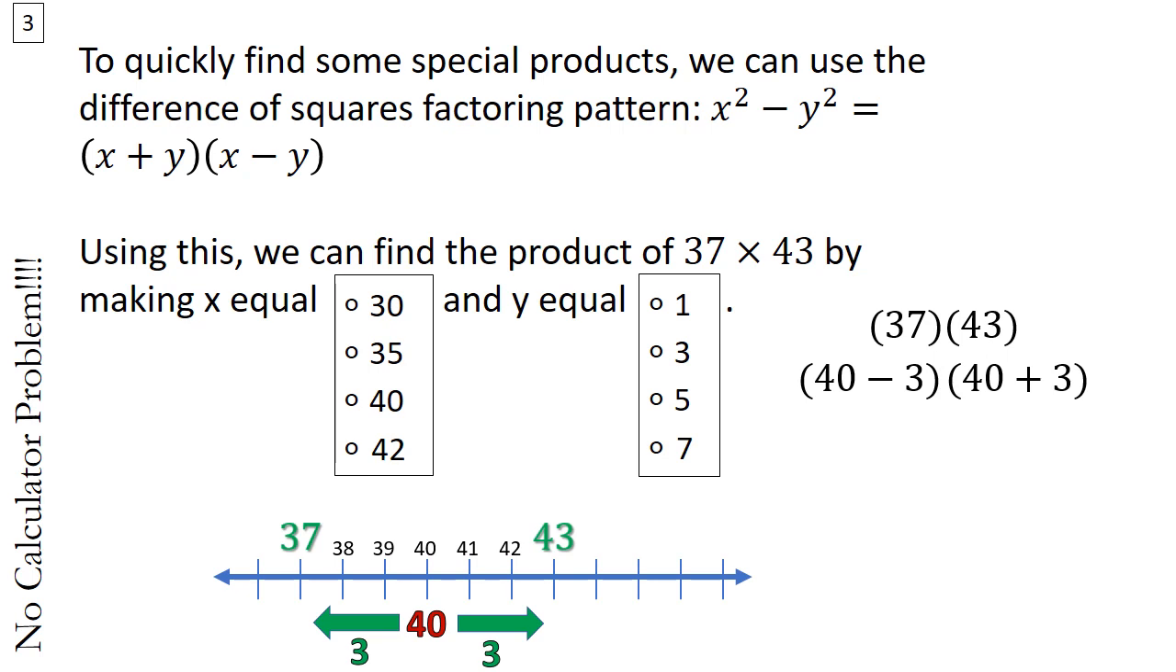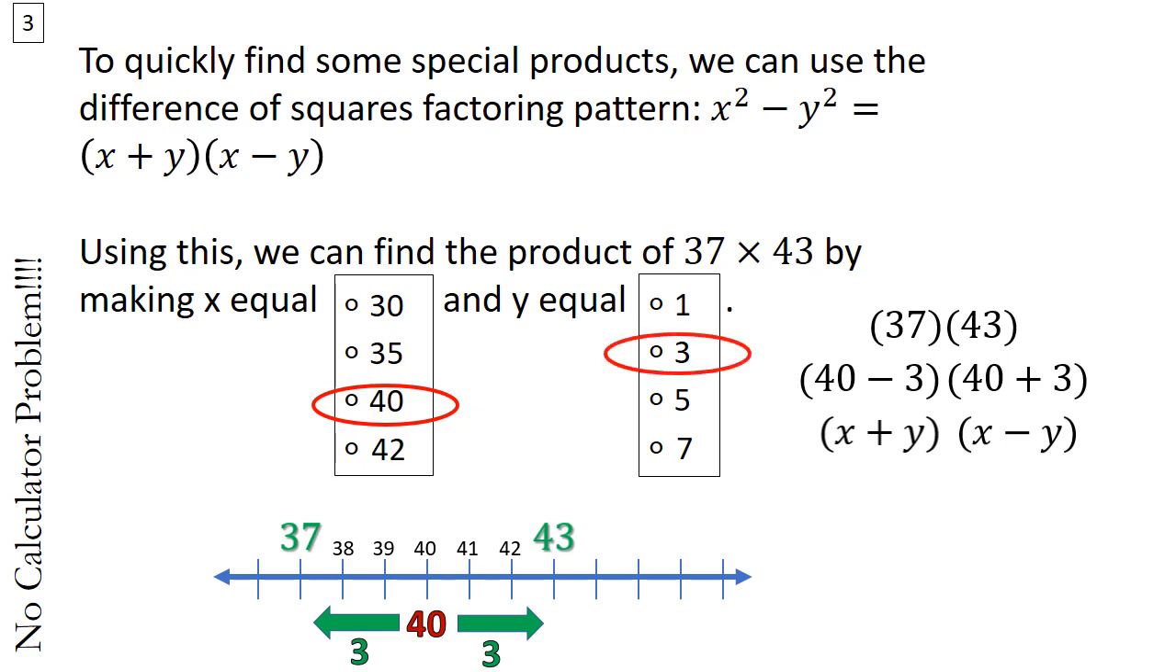You may be starting to see some of where this is going. 40 minus 3, 40 plus 3 sounds an awful lot like x plus y and x minus y, especially if we swap their order, make it x minus y, x plus y. That means to multiply these, I can make the x be my 40, and the y be my 3. So x is 40 and y is 3.